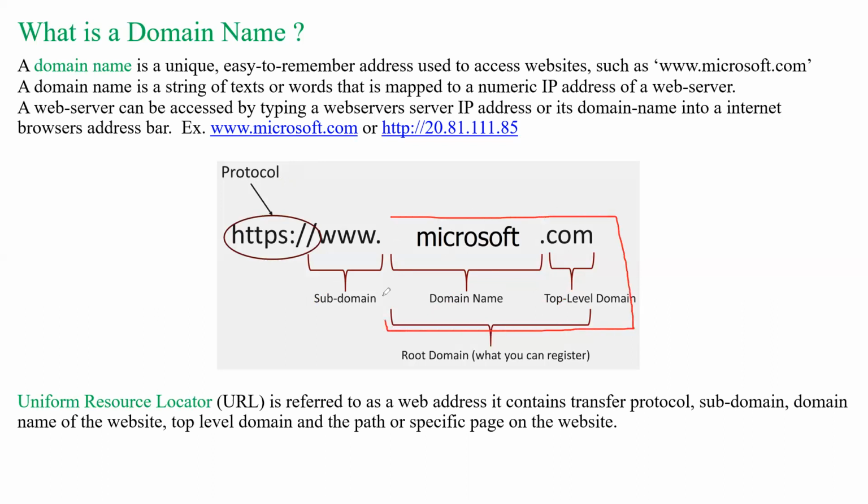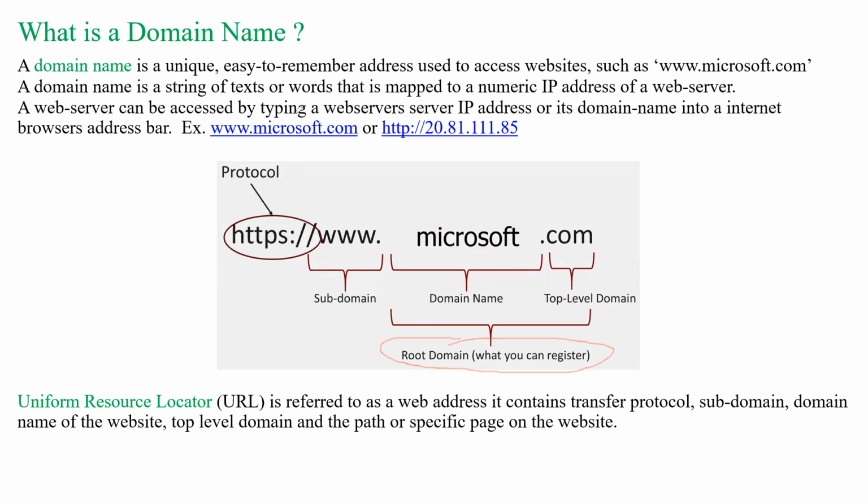Together, Microsoft.com is referred to as the root domain. That is what we register. If you go to GoDaddy or Bluehost or Amazon Route 53 to book a name for yourself on the internet, this is what we provide, Microsoft.com. You will choose Microsoft.in or Microsoft.org, .info, whatever is your choice. That particular name is called the root domain.